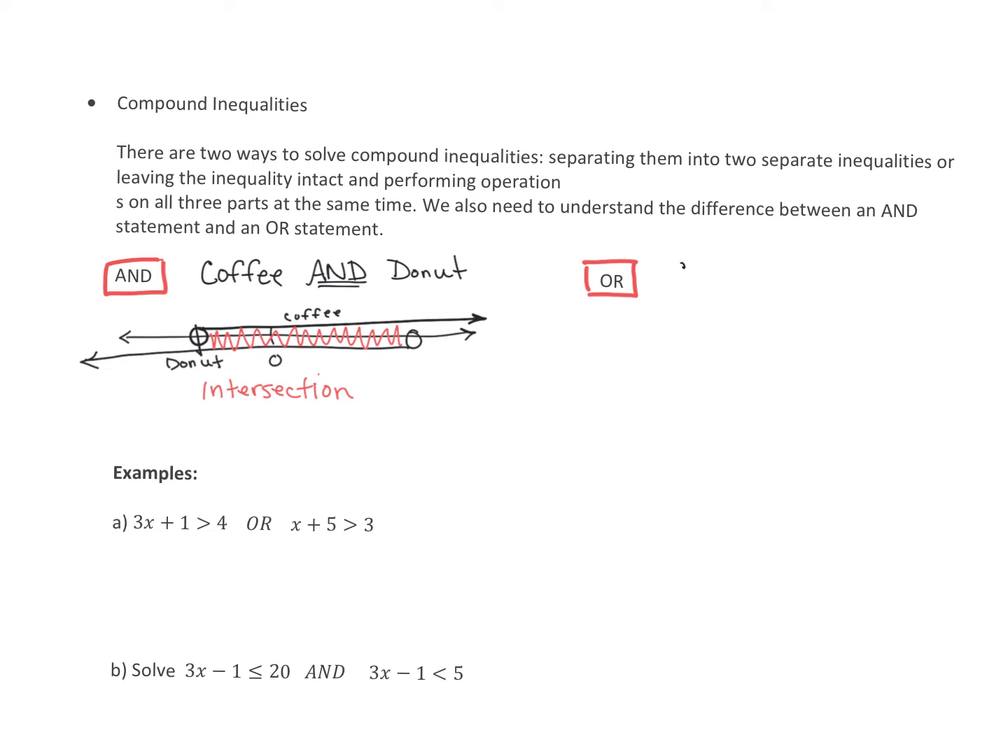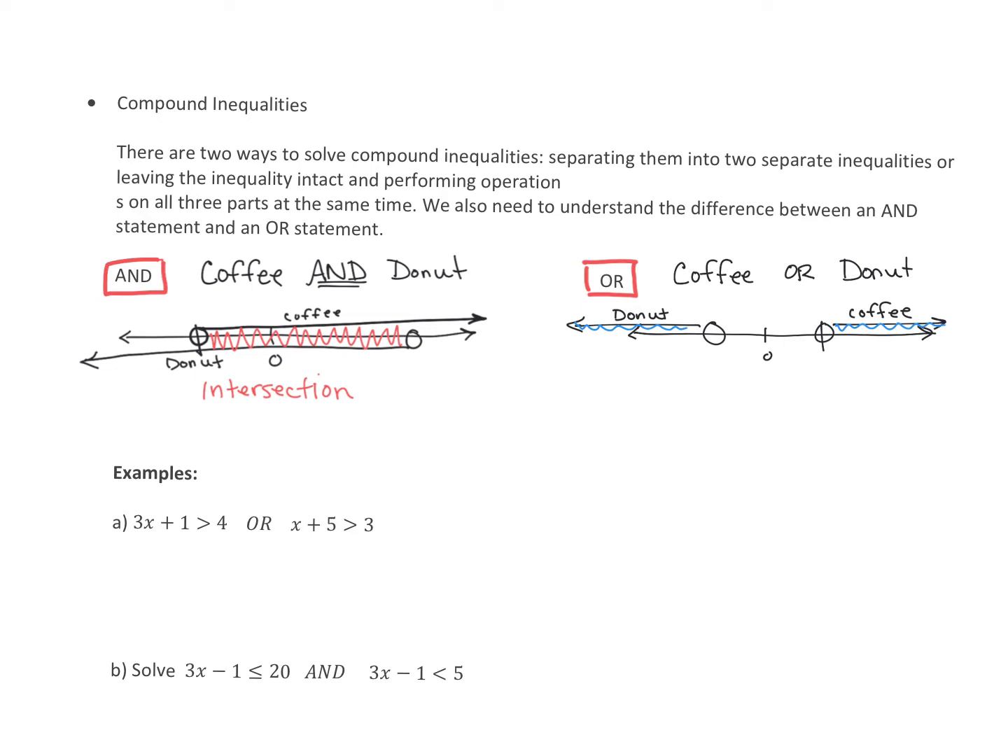So let's go back. Let's say I ask my friend for coffee or a donut. Again, for illustration, we'll put this on a number line. Let's say this is where I get my coffee. I'll be happy if I get coffee because I said coffee or donut. And this is when I get my donut over here. Well, I'm going to be happy in this region and also in this region.